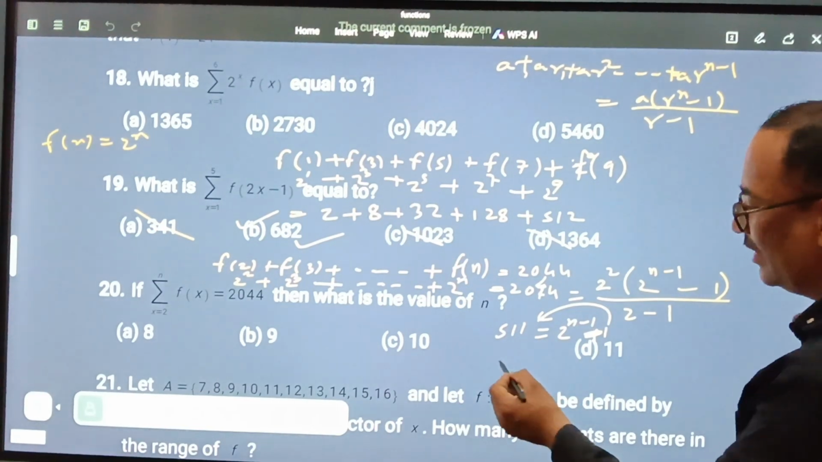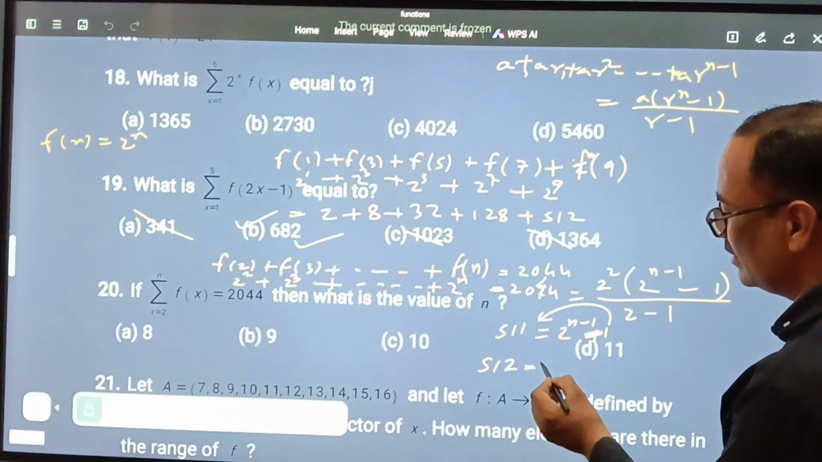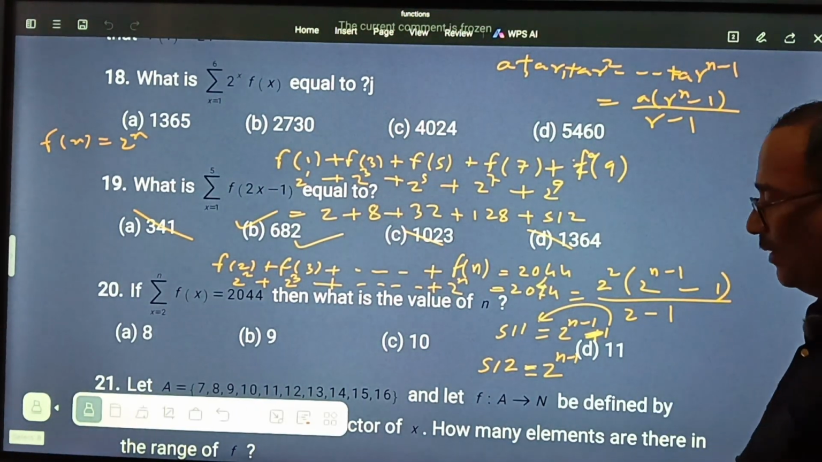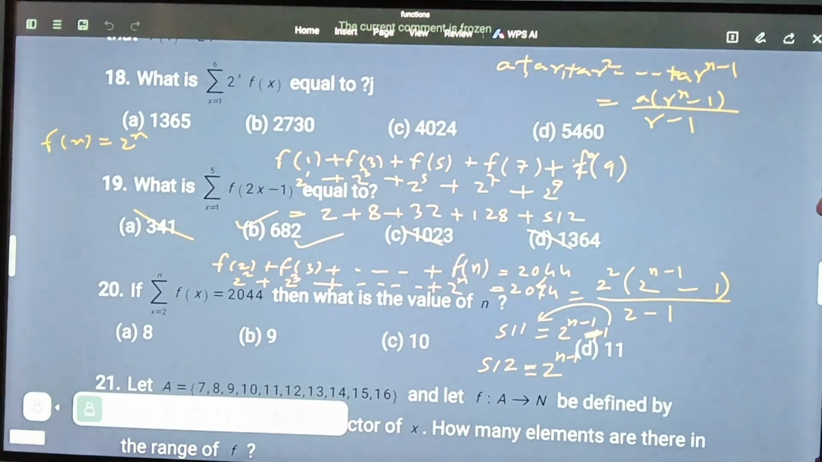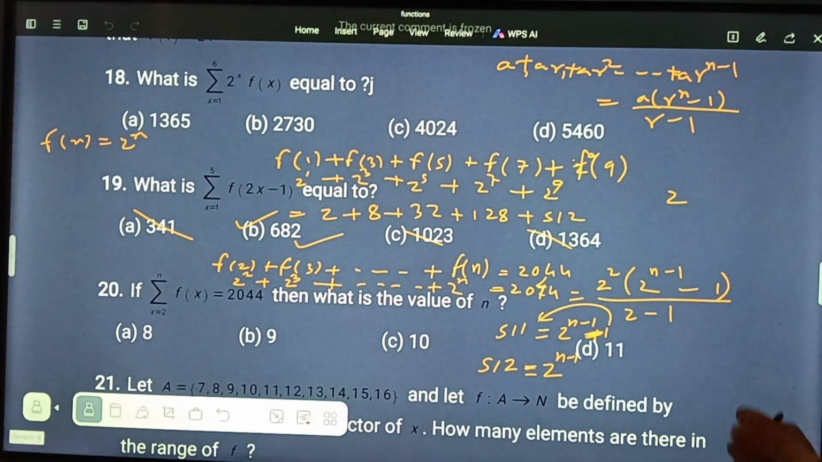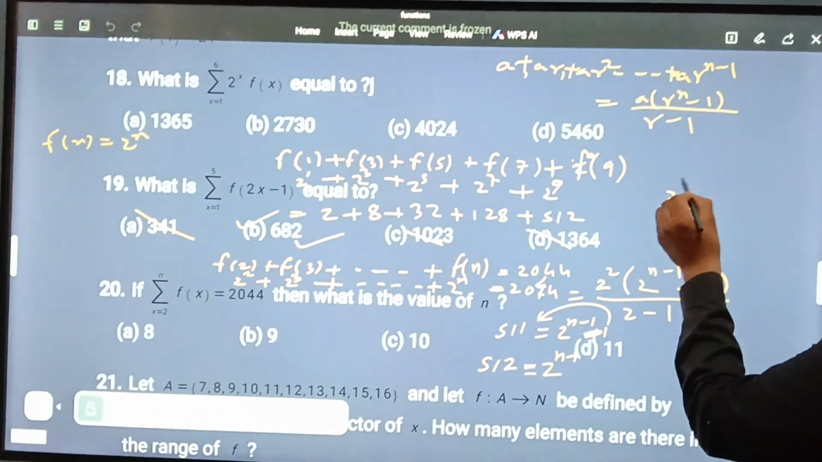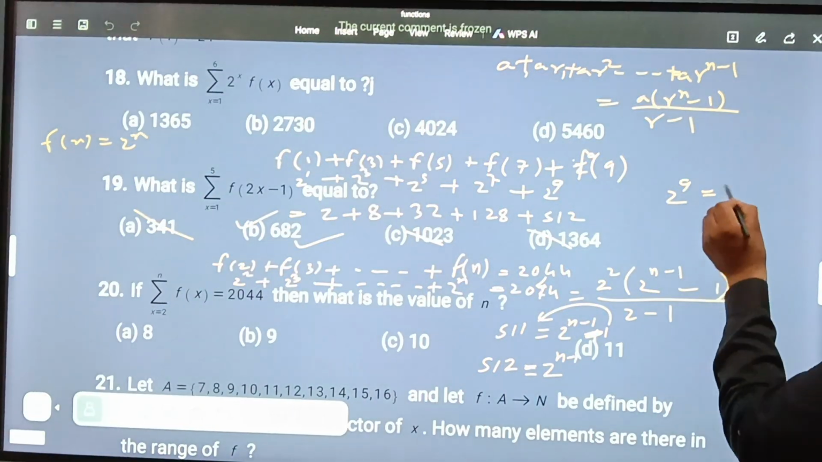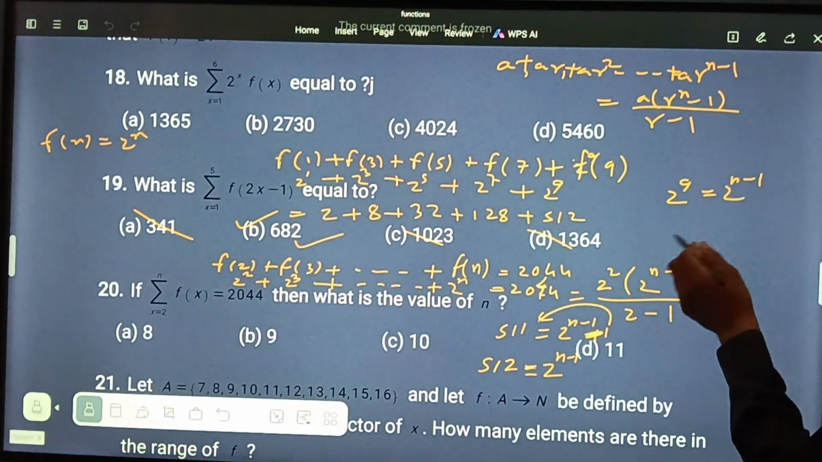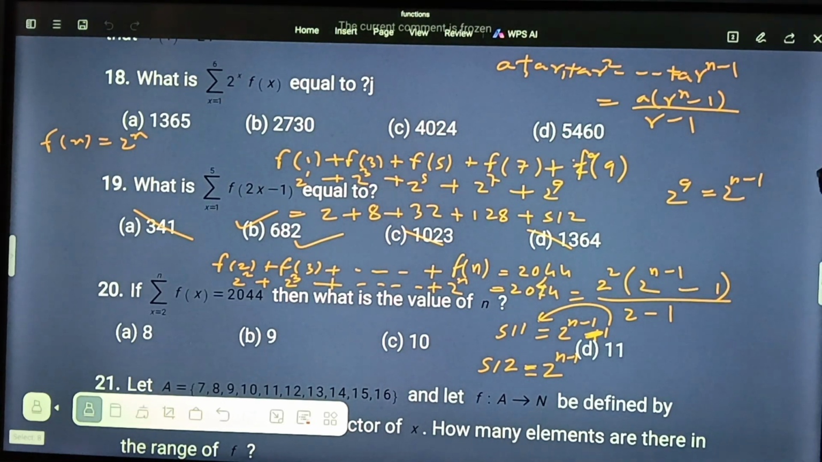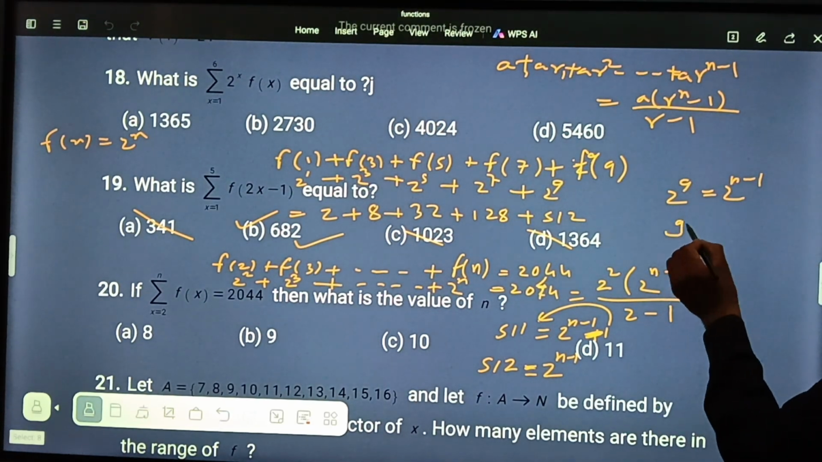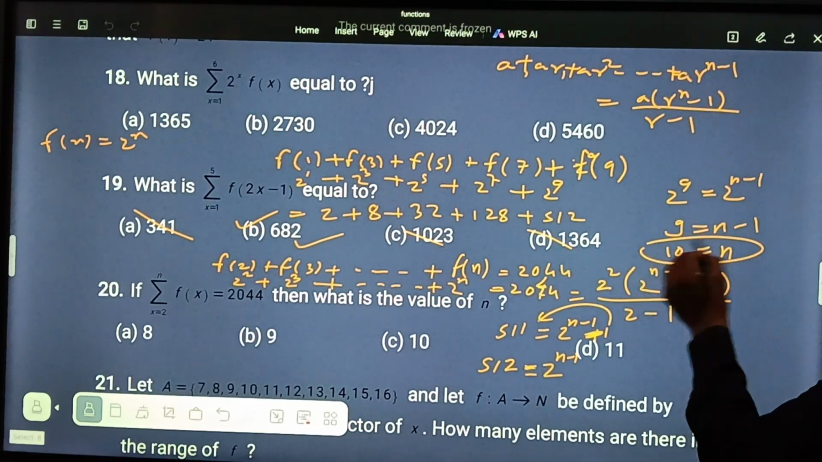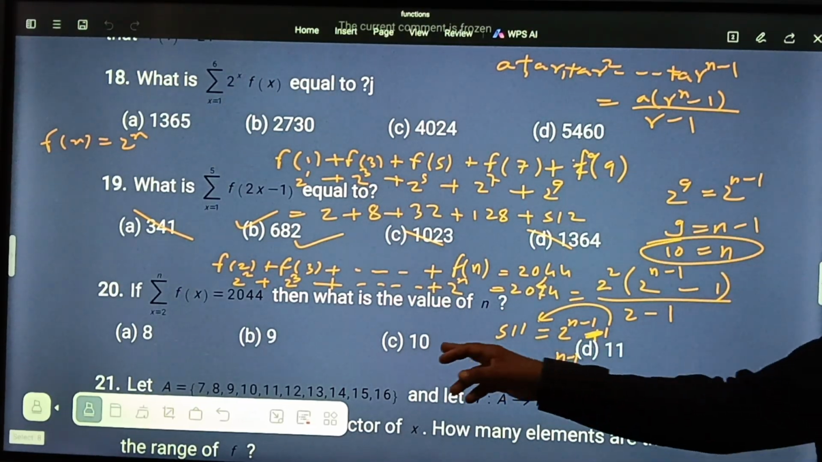Transpose this one, what we get? 512 is equal to 2 raised to power n minus 1. Definitely this can be written as 2 raised to power 9. 2 raised to power 9 is what? 512. So this is 2 raised to power n minus 1. Bases are equal, exponents are also equal. So 9 is equal to n minus 1, hence n is equal to 10. This is our answer. n is equal to 10.